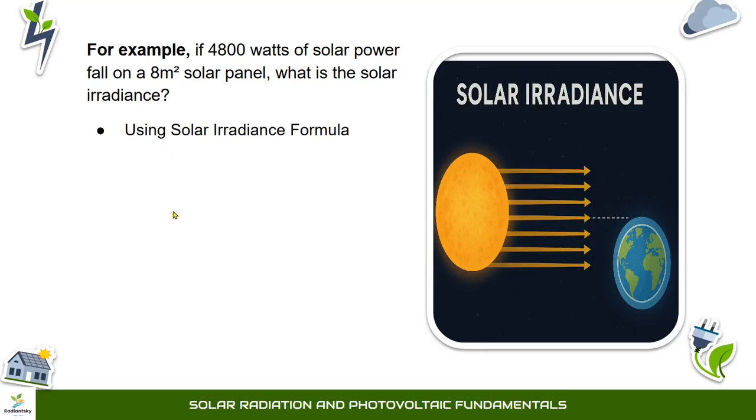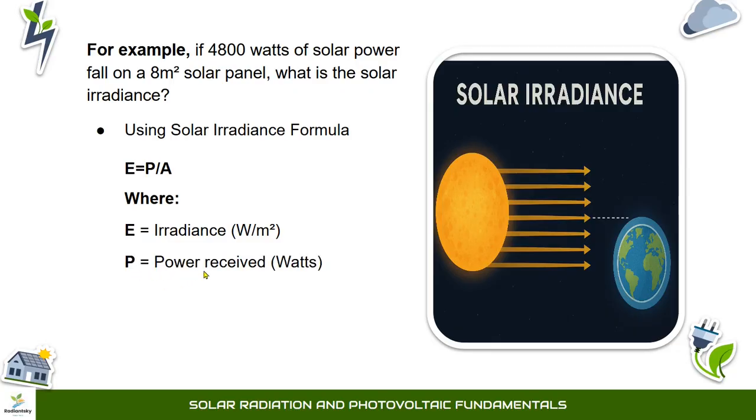Okay, so if we use our solar irradiance formula, E equals P over A. So now E equals irradiance, which is watt hour per square meter. And that is what we are looking for, right? P is equal to power received. So our power received there is what? 4800. A equals surface area. So our surface area is what? 8 square meters, right? So if you do this calculation, our irradiance is going to be 4800 divided by our square meter, which is 8.